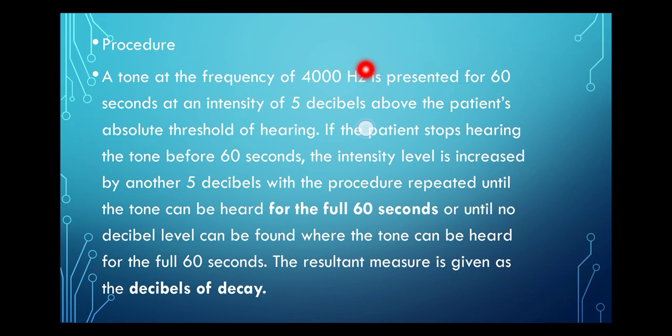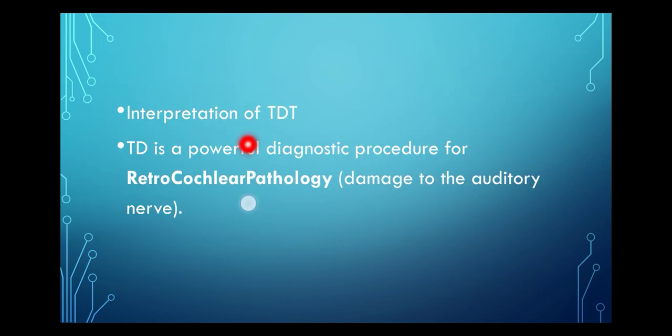So a tone is presented at 4000 Hz for 60 seconds. If it decays, then the intensity is increased by 5 decibels until the patient hears for a full 60 seconds. The resultant measure is given as decibels of decay, and as earlier said, if beyond 25, it is suggestive of retrocochlear pathology. Tone decay is a powerful diagnostic procedure for retrocochlear pathology, that is, damage to the auditory nerve.